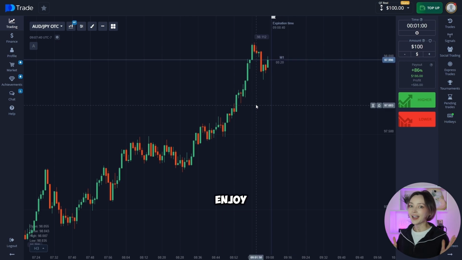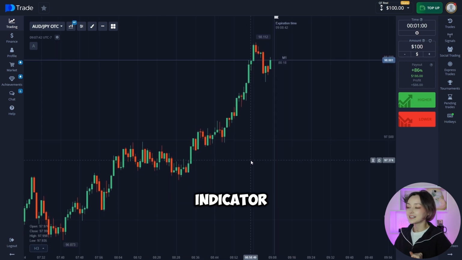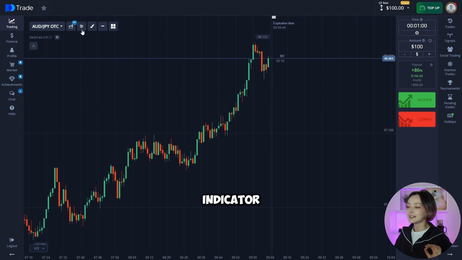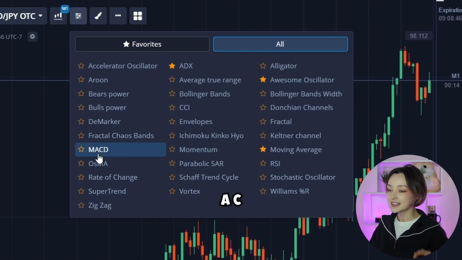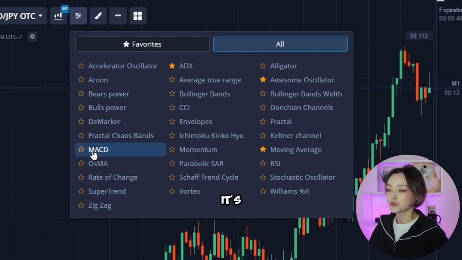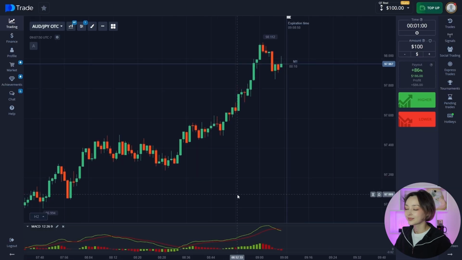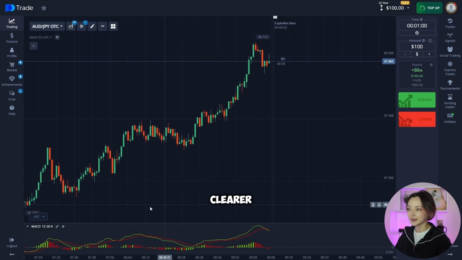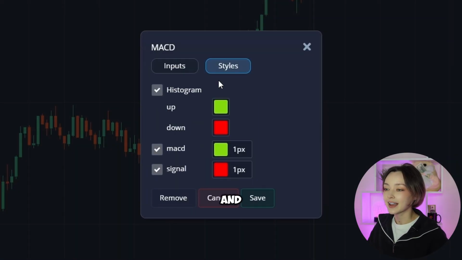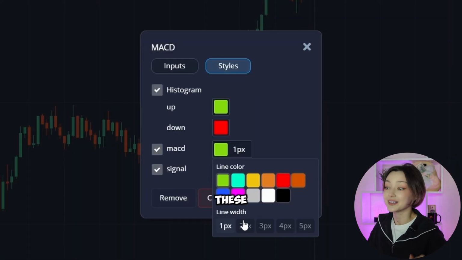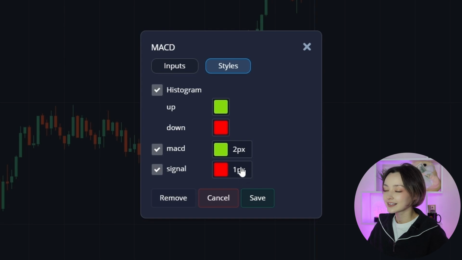Now enjoy. And for starters, let's add the indicator to our chart. Go to the indicator section and add the MACD indicator. It's right here. So now let's make it even clearer. We're going to want to open this section, styles, and add an extra pixel to these lines. Click on save then.